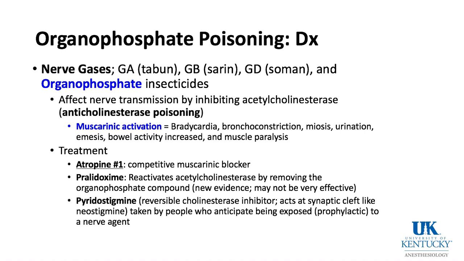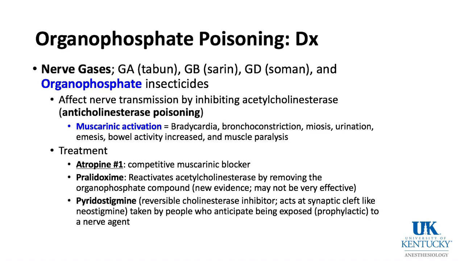Bradycardia, slowing of the heart rate, bronchoconstriction, small pupils, urination, defecation, vomiting, and eventually you get so much acetylcholine you get almost like a succinylcholine-induced flaccid block, and they get muscle paralysis. So the treatment, if there's too much acetylcholine around, is to block the acetylcholine with atropine, a competitive muscarinic blocker.